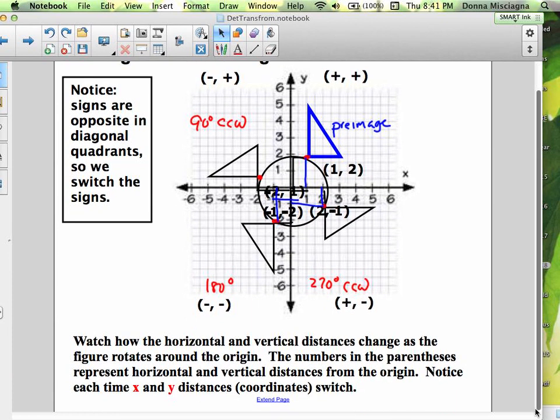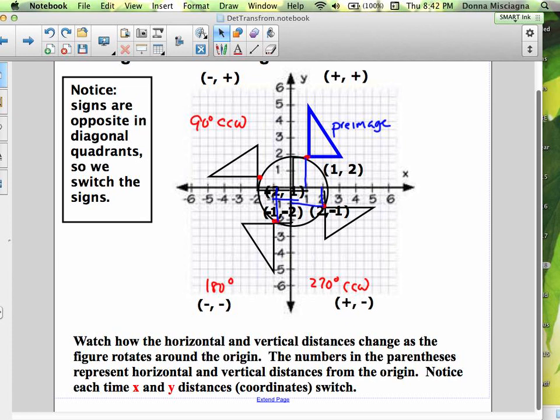There we go. Notice each time the x and y distances, the coordinates, are switching. Right? So we can use the fact that the horizontal and vertical distances are switching, and that in every quadrant the signs are switching, to figure out what the coordinates are.